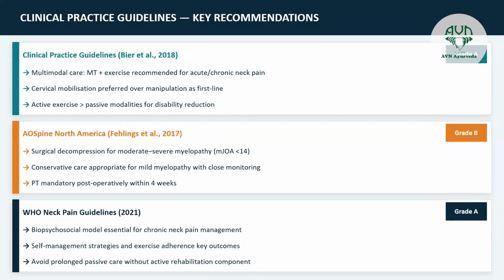AANS, Spine North America, they have recommended surgical decompression for moderate to severe myelopathy, and post-operatively they have to go for PT management mandatorily. I've mentioned in the previous slide how we have to go for phase-wise management.